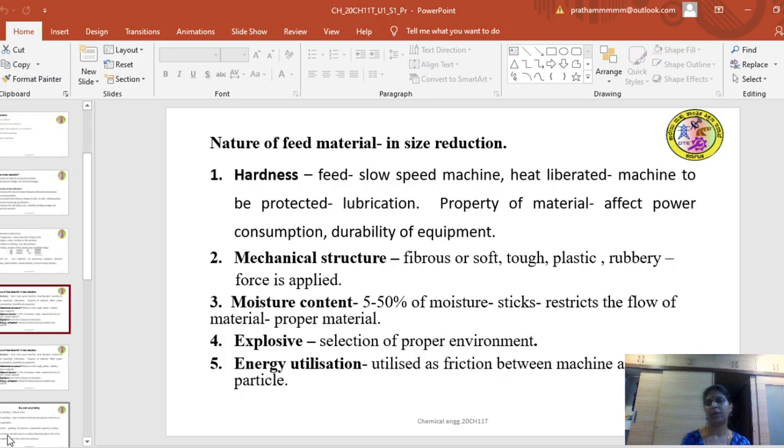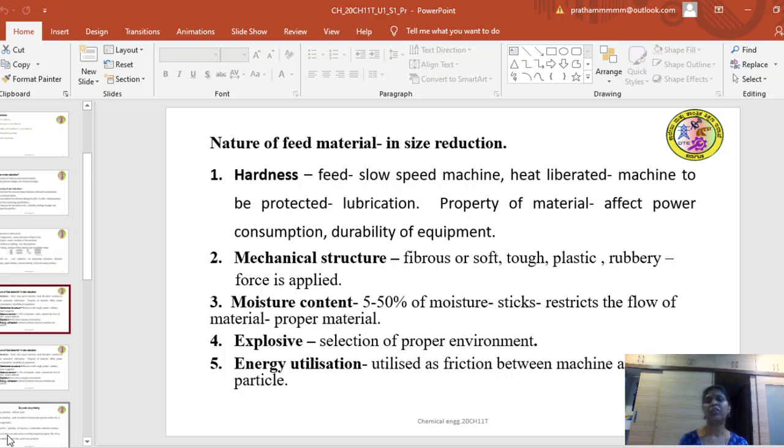So during that reduction process, heat may be liberated, especially with very hard material. So the machine has to be protected by proper lubrication so that we can increase the life of the machine.